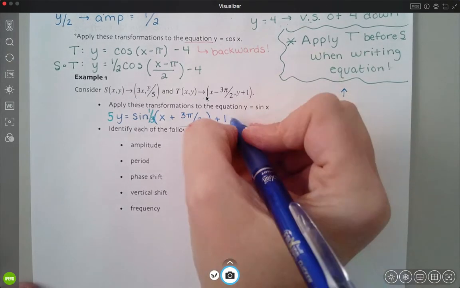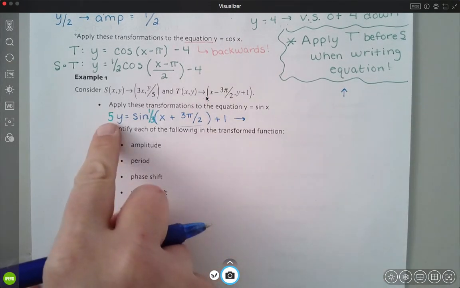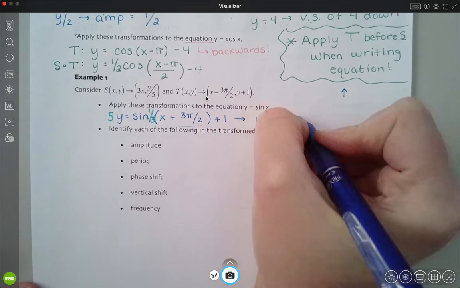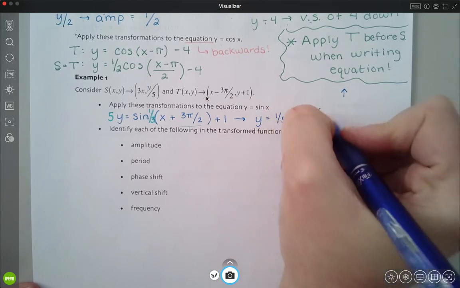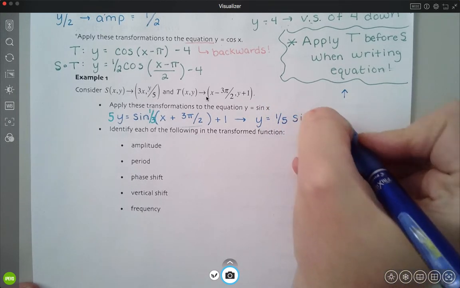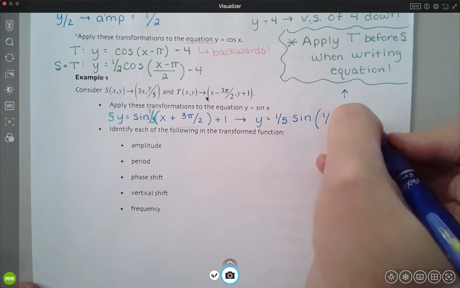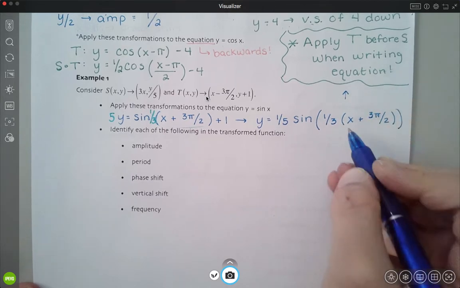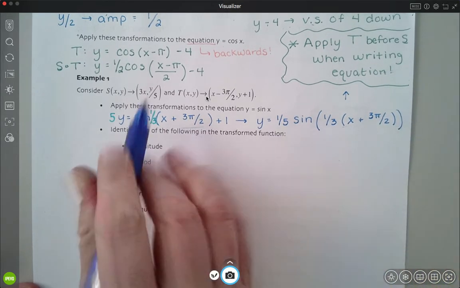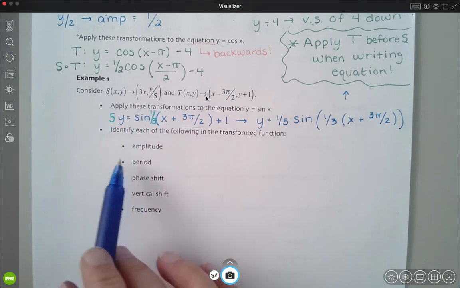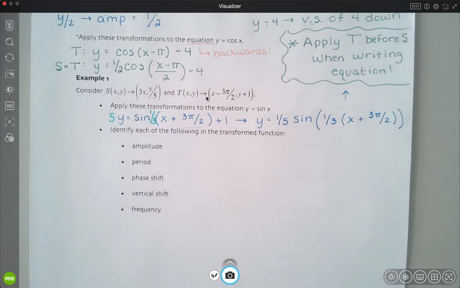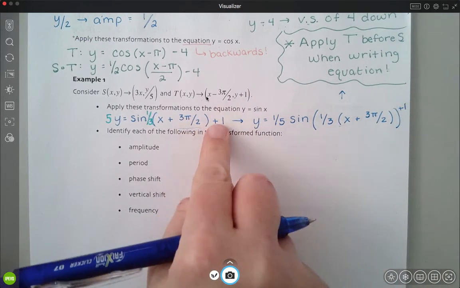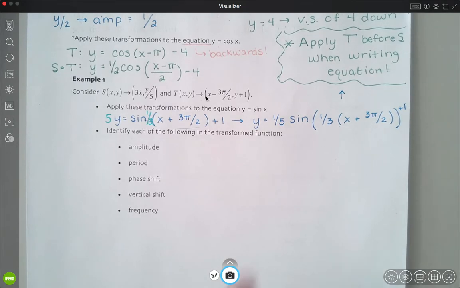So when I rewrite it nicely, if I move the 5 to the other side, it's actually going to be a 1/5 sine of, and two ways you could write this. So you could write it as 1/3 times x plus 3 pi over 2. Or we could write it as this whole thing divided by 3, just like we did up here. Okay, I just didn't have the room to divide by 3, but I thought I could squeeze in a 1/3 there. Okay, oh, and then I always forget this, and then plus 1 at the end there. I left off my plus 1 from back there. So this would be my equation.